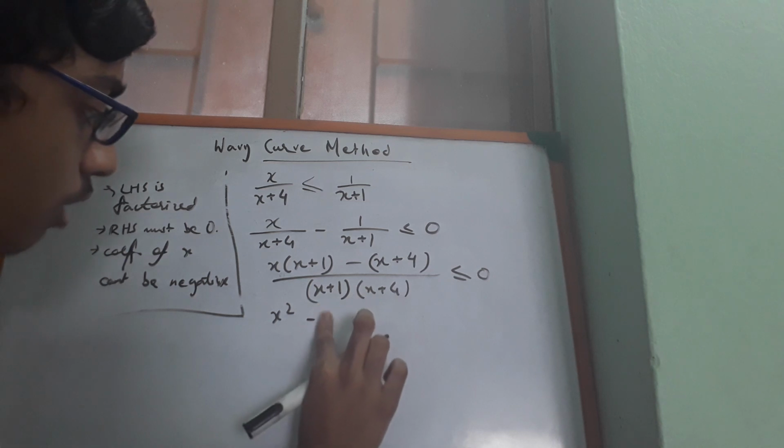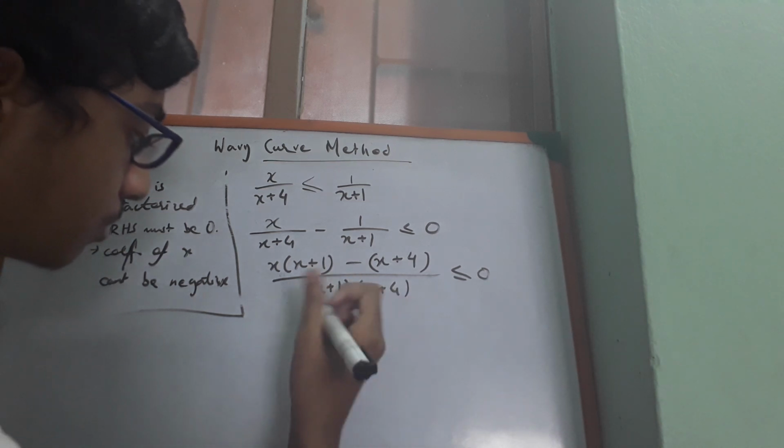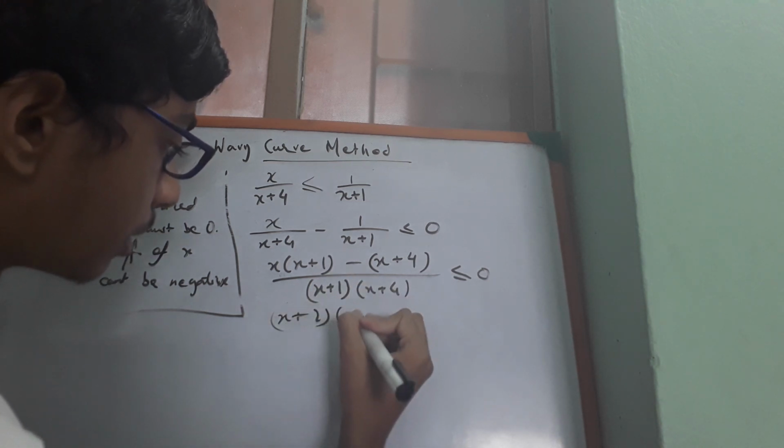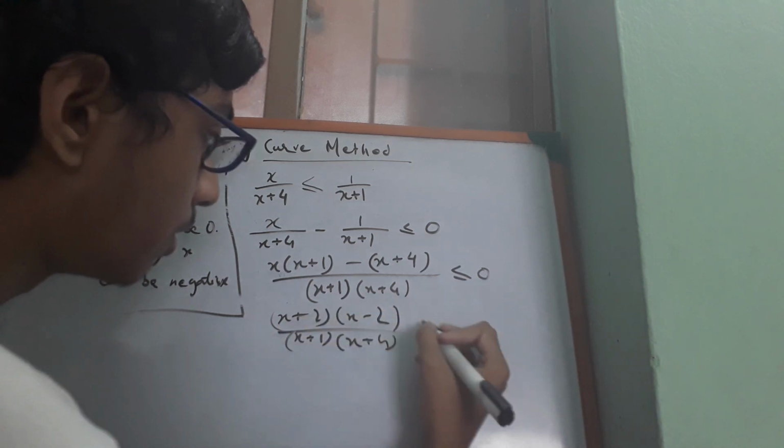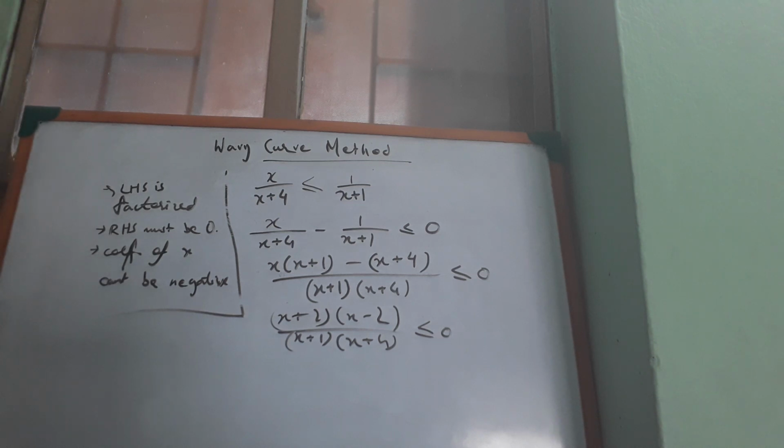So x square minus 4 is x square minus 2 square, which is just (x plus 2)(x minus 2). So we have a final expression here: (x plus 2)(x minus 2) over (x plus 1)(x plus 4) less than or equal to 0, right?